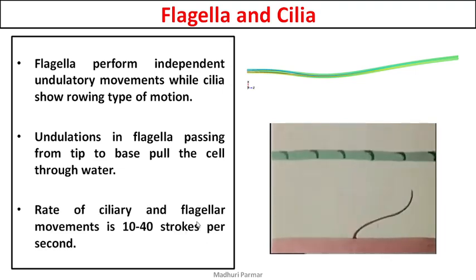The rate of ciliary and flagellar movements is 10 to 40 strokes per second. So this one whole cycle is called one stroke. Cilia and flagella can have movements of 10 to 40 strokes per second.